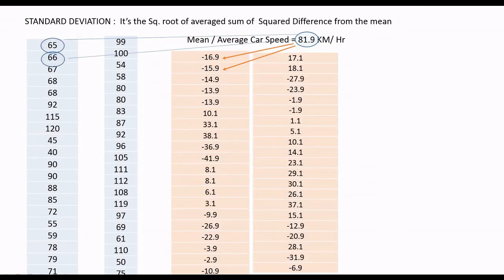So it becomes something like this. I have already calculated for you. For example, 65 minus 81.9 is minus 16.9. 66 minus 81.9 is minus 15.9, and so on. So what does the definition ask next? It asks us to square this difference. Why do we do this?